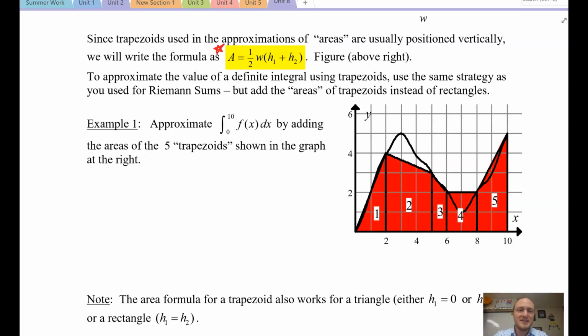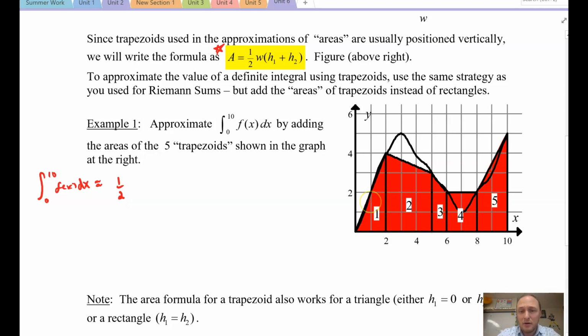Example 1: approximate from 0 to 10 the integral of f of x dx by adding the areas of the five trapezoids shown in the graph at the right. So what we want to do is approximate these areas. So again, the integral from 0 to 10 of f of x dx is going to be approximately, and I'll make sure I use approximation, the area of the first area.